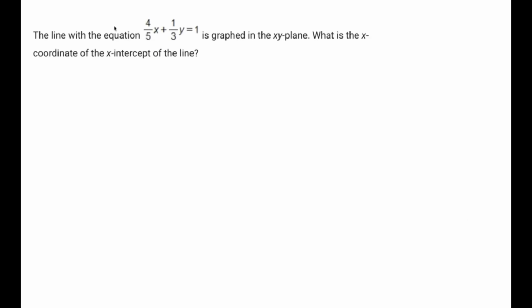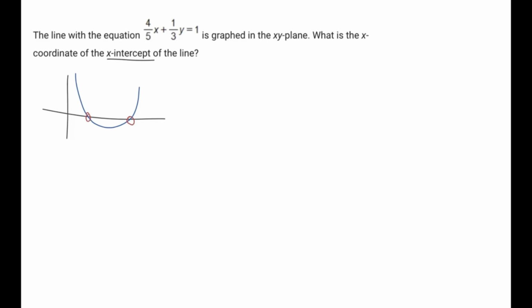The line with the equation 4/5 x plus 1/3 y equals 1 is graphed in the xy plane. What is the x-coordinate of the x-intercept of the line? So we're looking for the x-coordinate of the x-intercept of the line. All right, so the x-intercept. The x-intercept is where, let's say you graphed, I'm just going to write a random equation. So let's just say we have like a quadratic formula, right? So these, where it hits the x-axis, would be the x-intercepts, right?